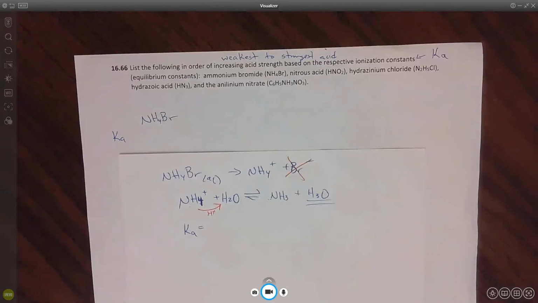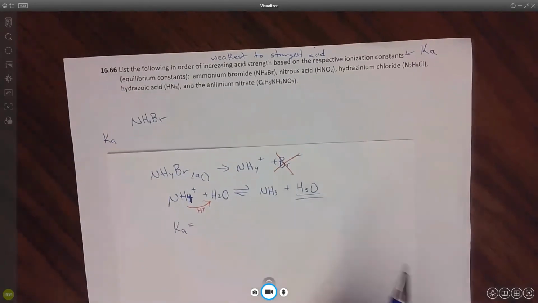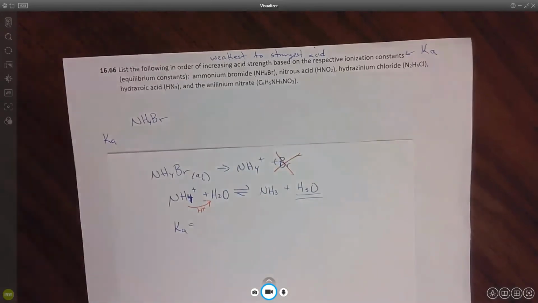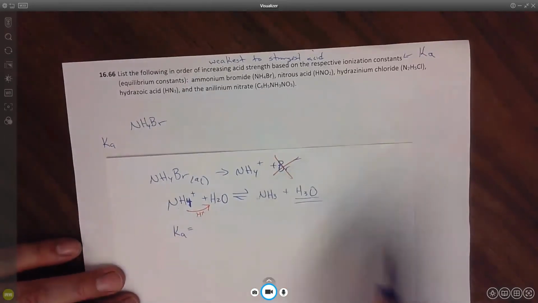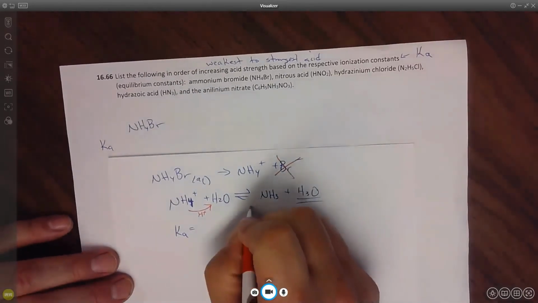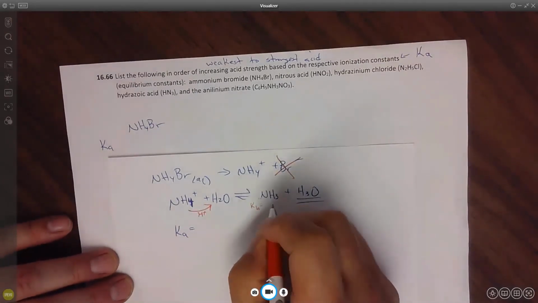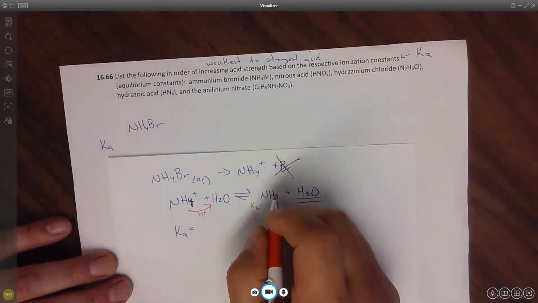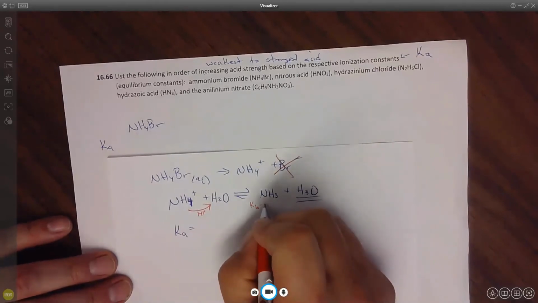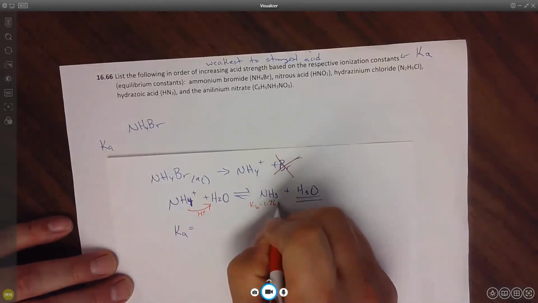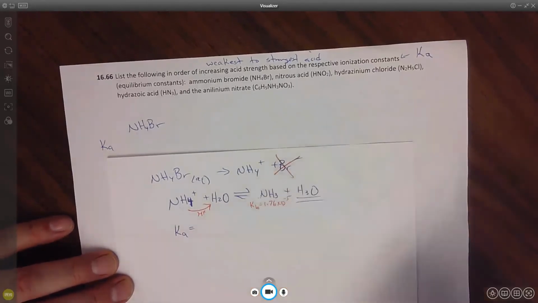NH3. Yeah, right, it's the conjugate base. So if this is the acid, this is the conjugate base. So I'm going to look up the Kb of NH3. So I look it up, and the Kb of NH3 is 1.76 times 10 to the negative fifth.